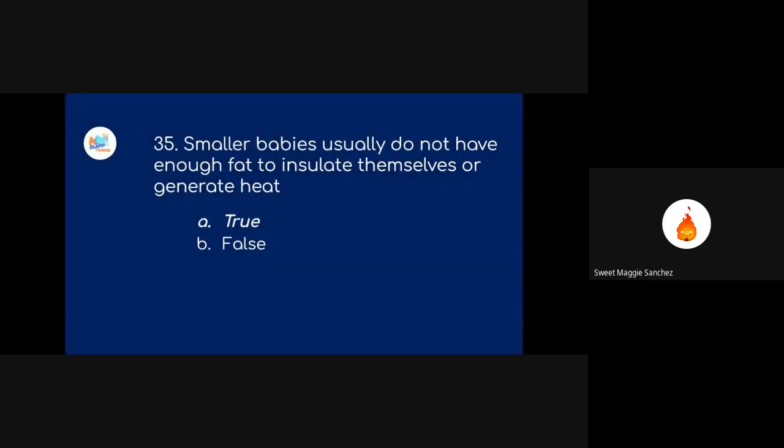Question 35. Smaller babies usually do not have enough fat to insulate themselves or generate heat. So, yes, it's actually true. This is why it's more encouraged na mataba yung baby nyo.